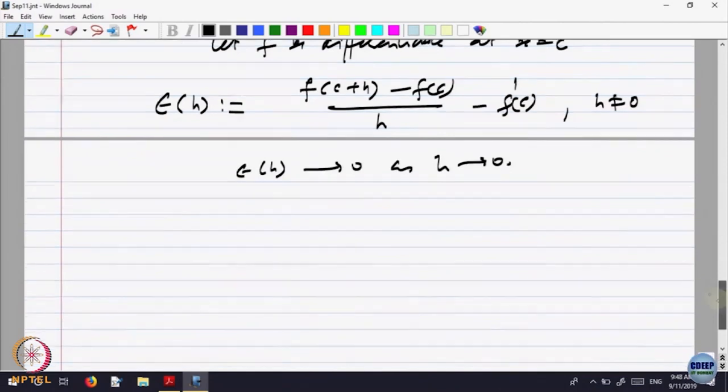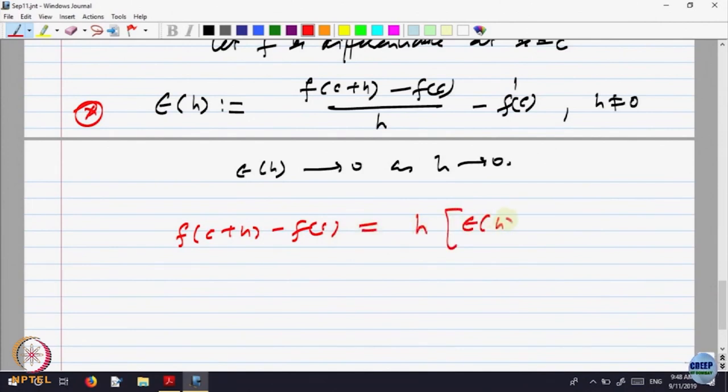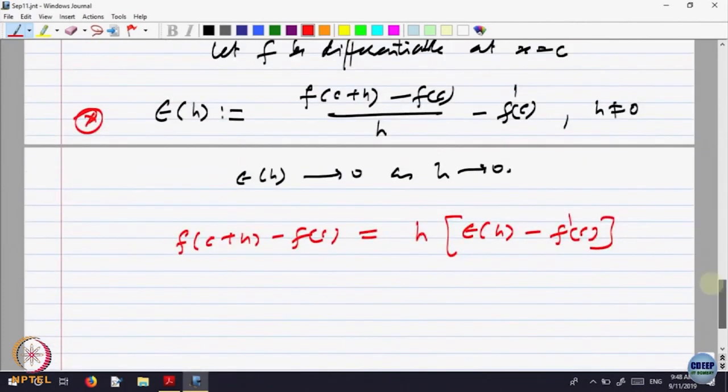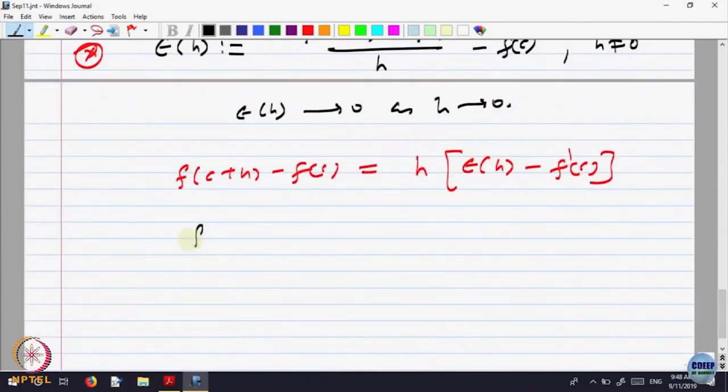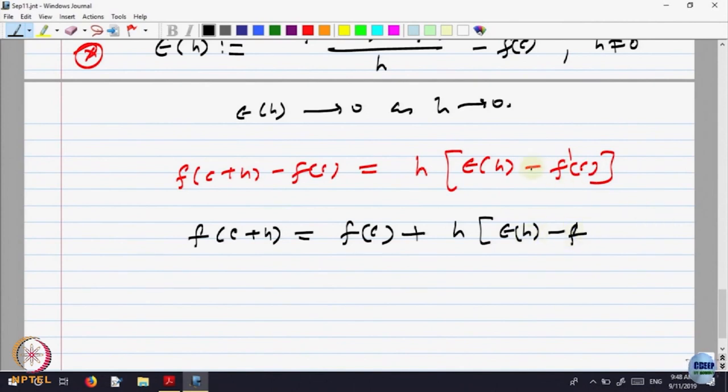Okay. Let us rewrite this equation star slightly differently. Cross multiply. So, that gives me f of c plus h minus f of c is equal to h times epsilon h minus f dash of c. Right? That equation, I have cross multiplied both sides by h. So, let us analyze this slightly further. It says f of c plus h can be written as f of c plus h times epsilon h plus f dash of c. That should be plus, because of the other side, right?